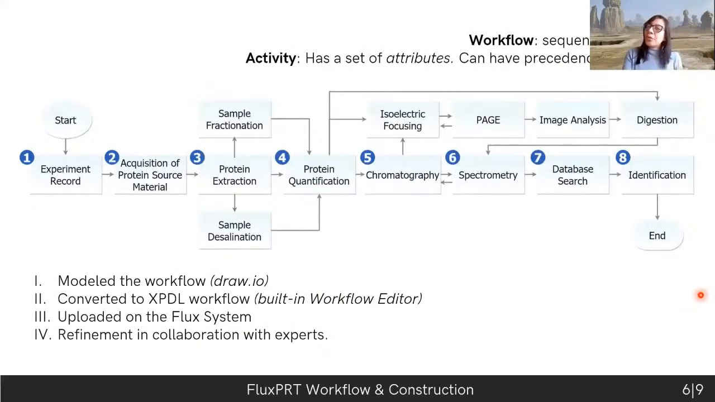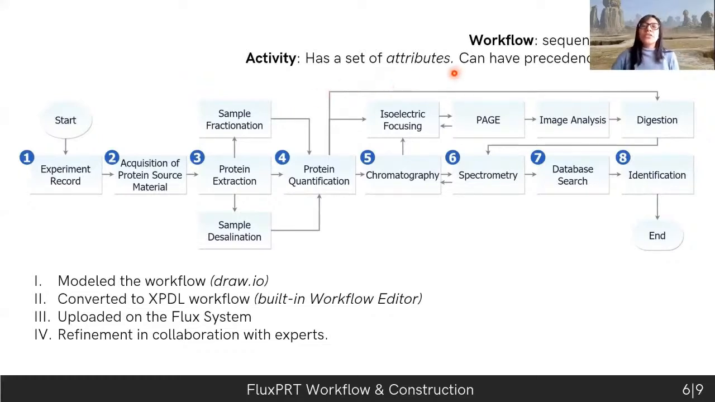So we take into account all this information in order to build our workflow. We define a workflow as a sequence of activities. Each activity appears here as a box and has a set of attributes. These attributes can depend on the type of data that the user can enter, for example a date, an integer, a string, etc.